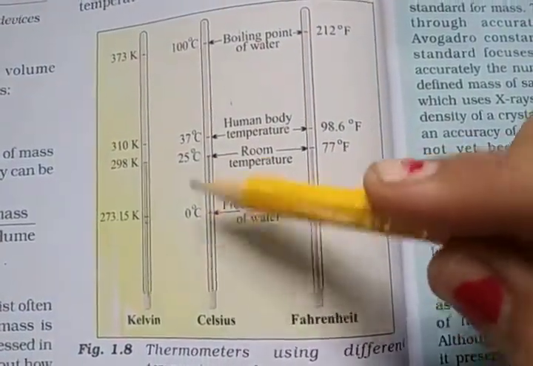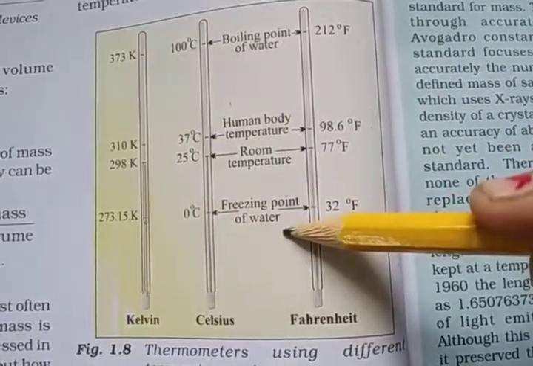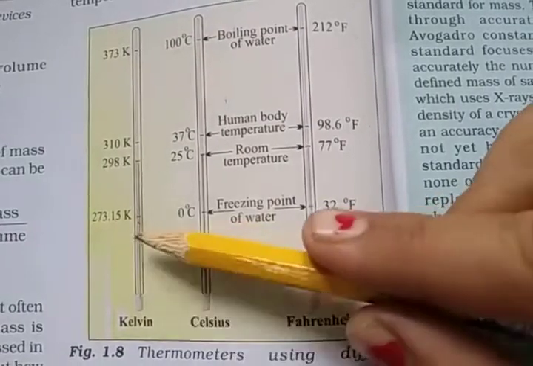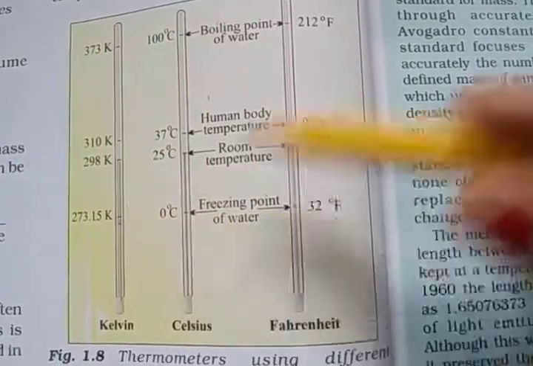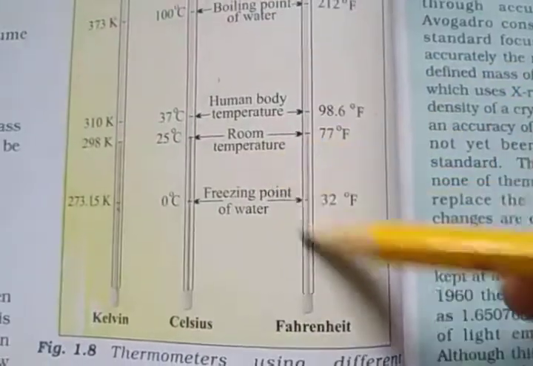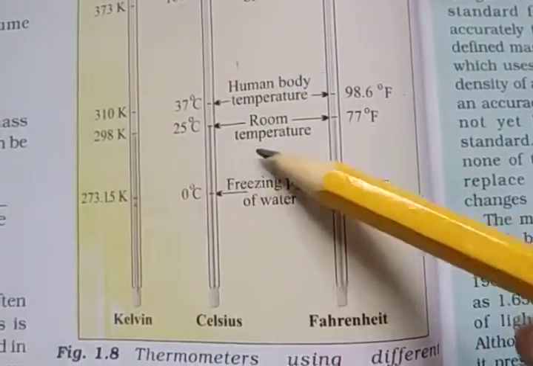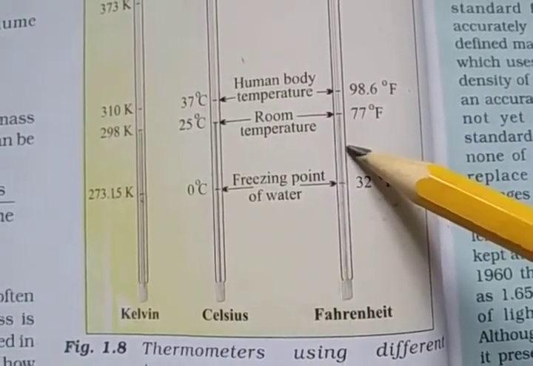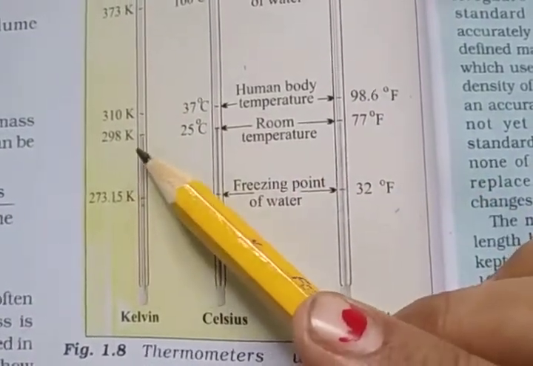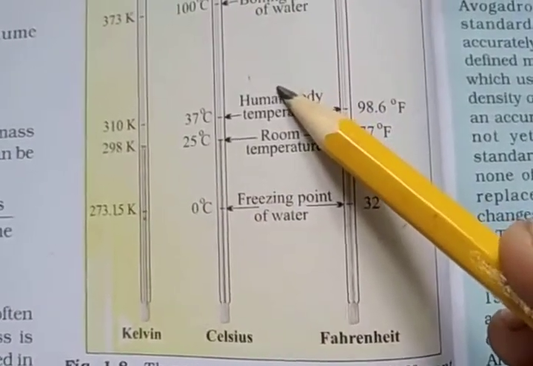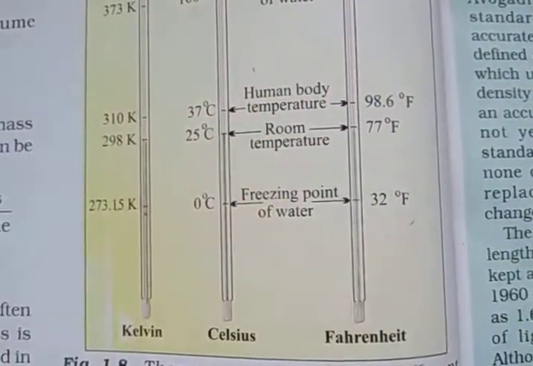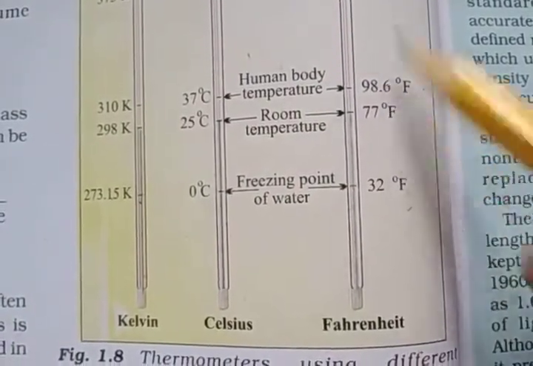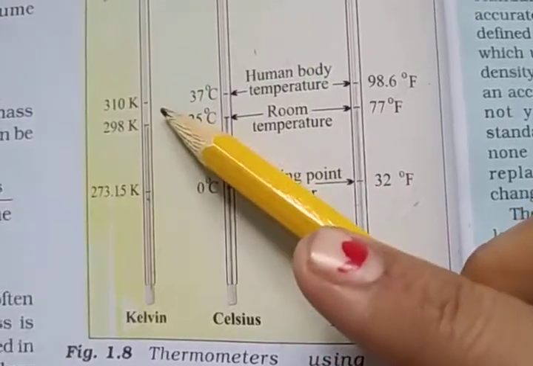The freezing point of water is 0 degree Celsius, which is 32 degree Fahrenheit and 273.15 Kelvin. Room temperature is 25 degree Celsius, so 77 degree Fahrenheit and 298 Kelvin. Human body temperature is 37 degree Celsius, so 98.6 degree Fahrenheit and 310 Kelvin.